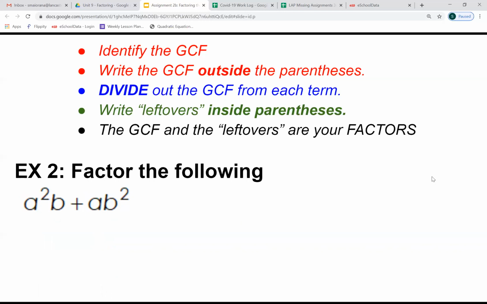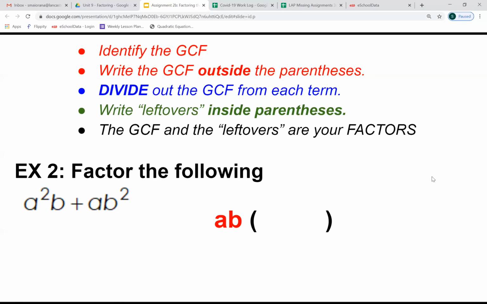Example 2, same thing. First, I want to identify the GCF. I don't have big numbers to deal with here because they both have a coefficient of 1, but the smallest exponent on a's is a to the first. The smallest exponent on b's is b to the first. So I just have a times b for my GCF, and I put that outside of the parentheses.